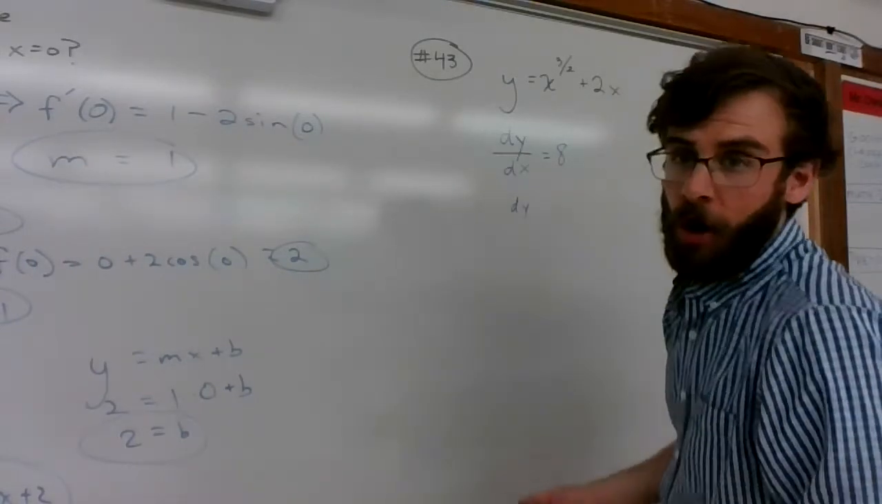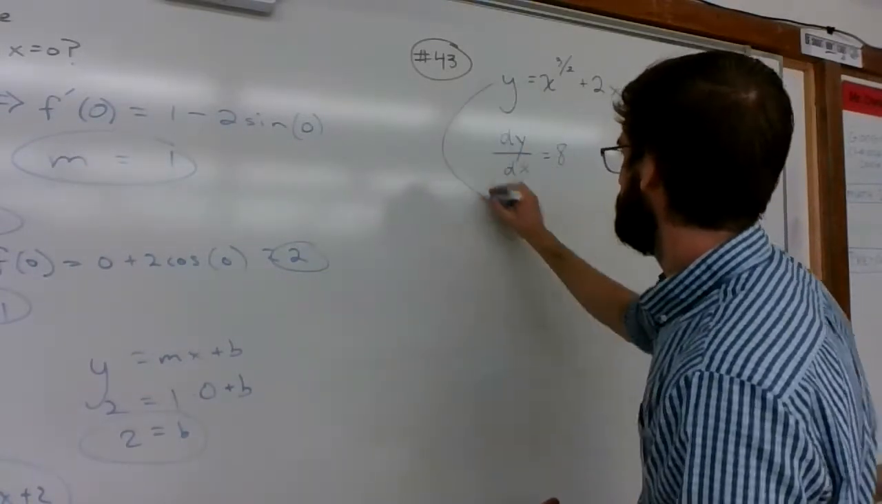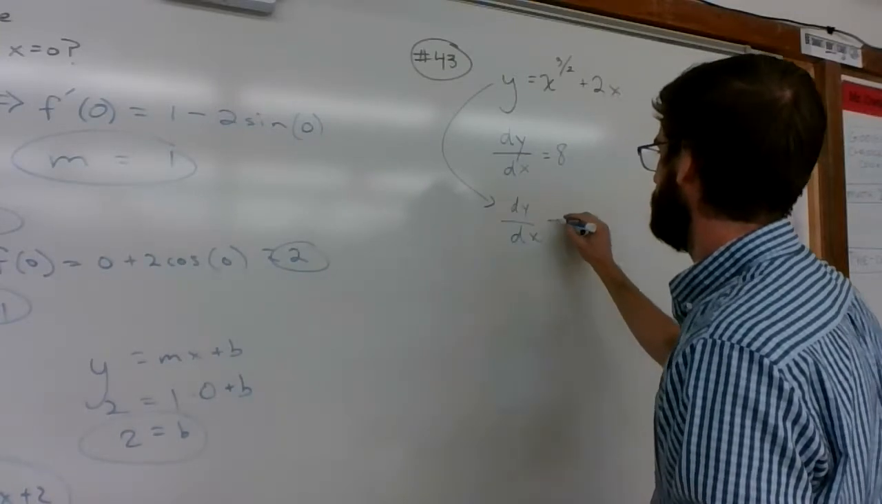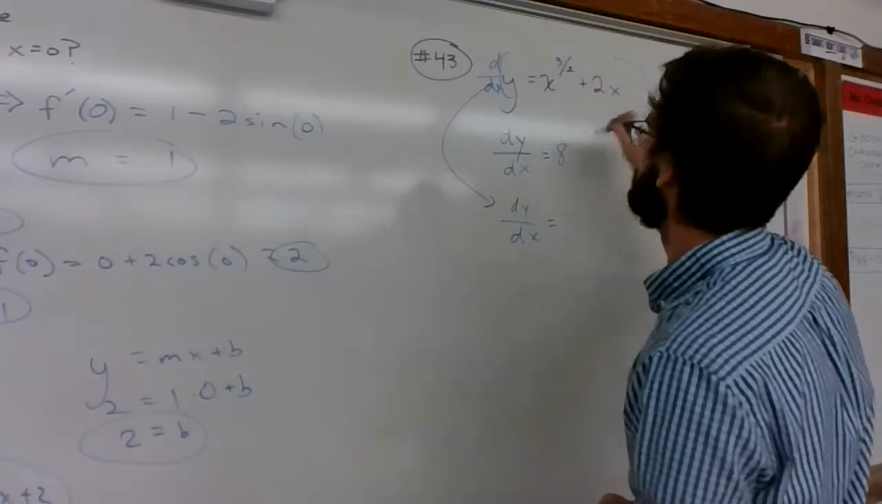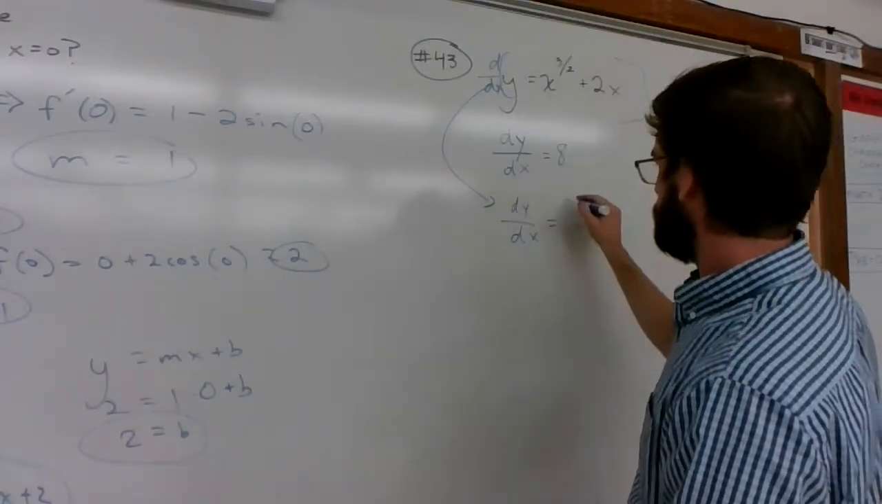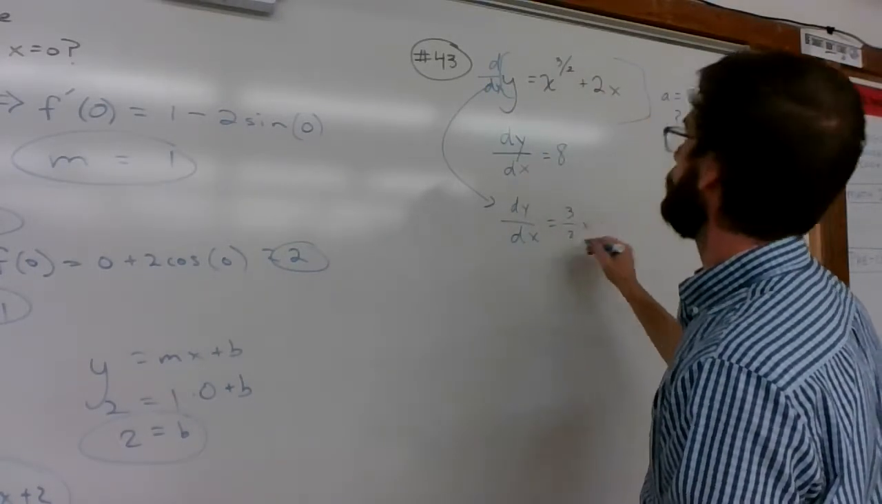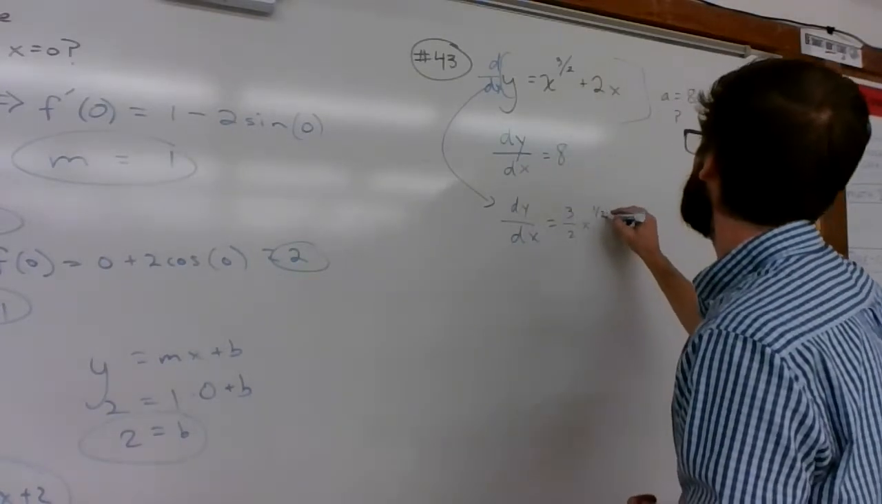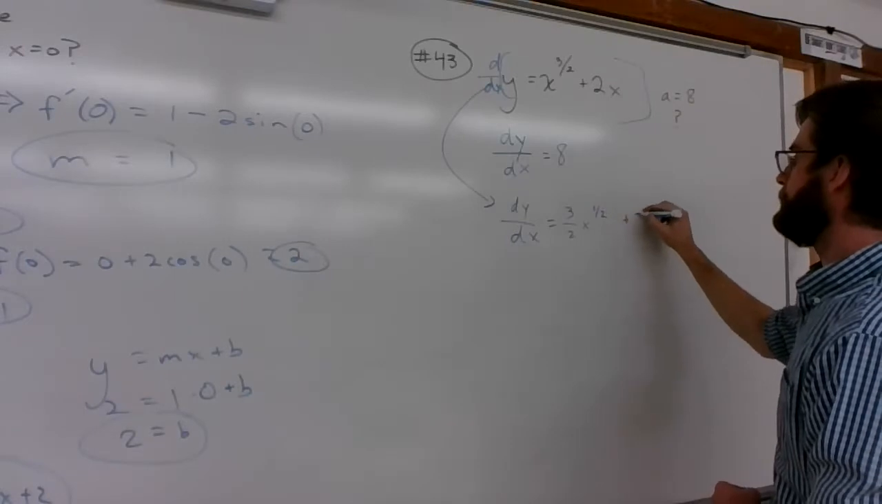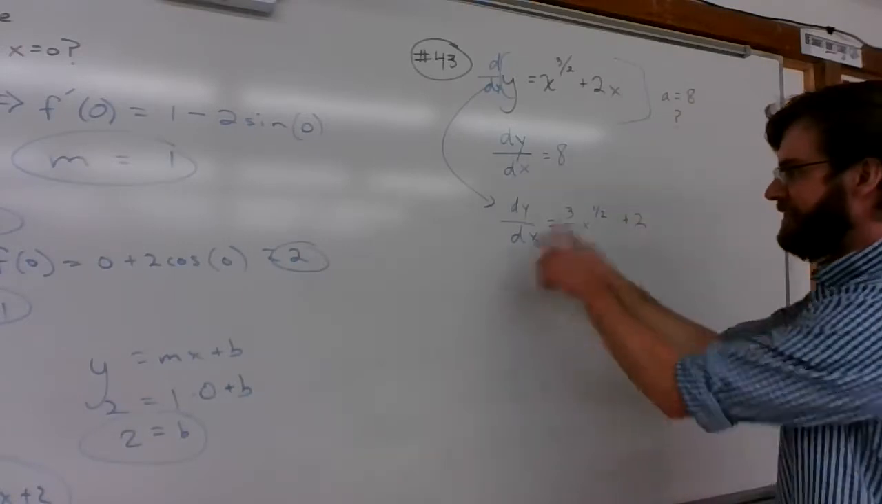So y prime, I'll call it dy dx. Remember, you're doing this to both sides. So then x to the 3/2 equals 3/2 x to the, take one away, you're left with 1/2 now. And then take the derivative here. That equals 8.